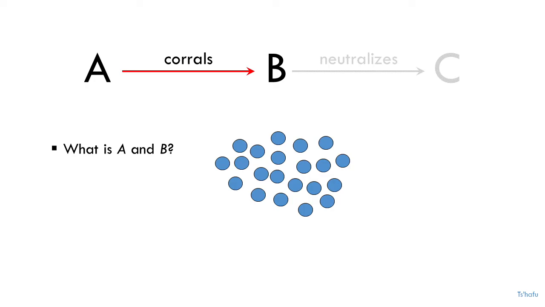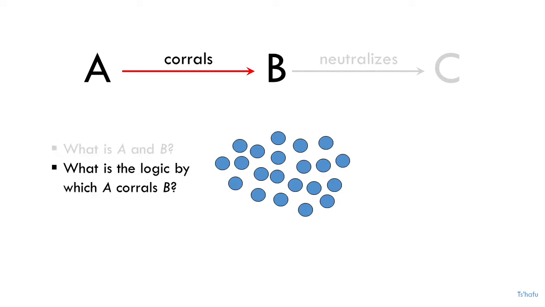The audience needs to understand what it is about B that allows it to be corralled or be in a dispersed state. The audience needs to understand what A is. What are the component parts? What makes up A? Second, what is the logic by which A corrals B? This process that you are positing, that you are advancing, you're saying is actually happening. Well, how? What is it about A that enables it to corral B?